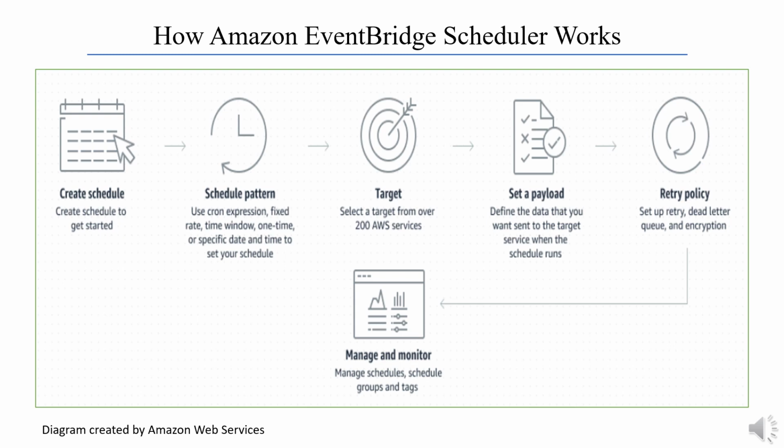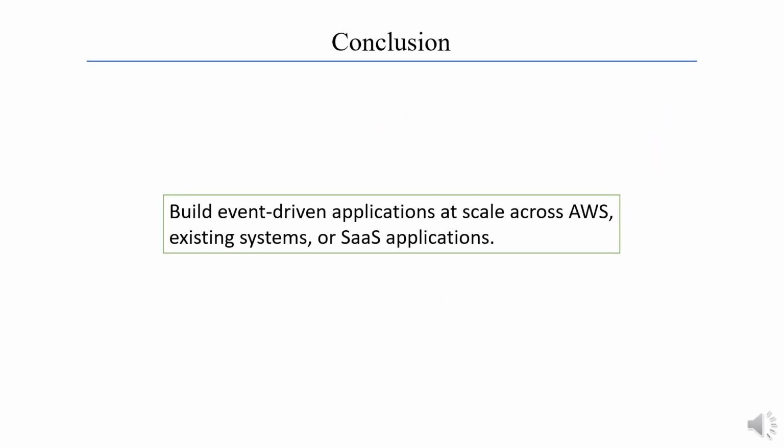Amazon EventBridge Scheduler can be used to schedule tasks and events at a scale. The diagram is created by Amazon Web Services. It shows the key features of Amazon EventBridge Scheduler. We recommend you read the diagram and get a better understanding about how Amazon EventBridge Scheduler works in an application environment. In conclusion, use Amazon EventBridge and build event-driven applications at a scale across AWS, existing systems, or SaaS applications.